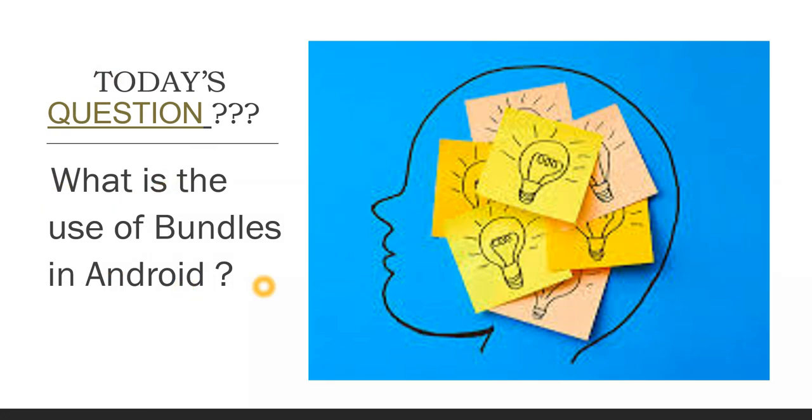Bundles in Android are used to transfer data from one activity to another activity in the form of key value pairs. There will be a key and a value associated with every key, and using that key value we can transfer data from one activity to another activity, and the data can be of any data type, for example character, string, boolean, any data type for that matter. So that's the main use of bundles in Android.